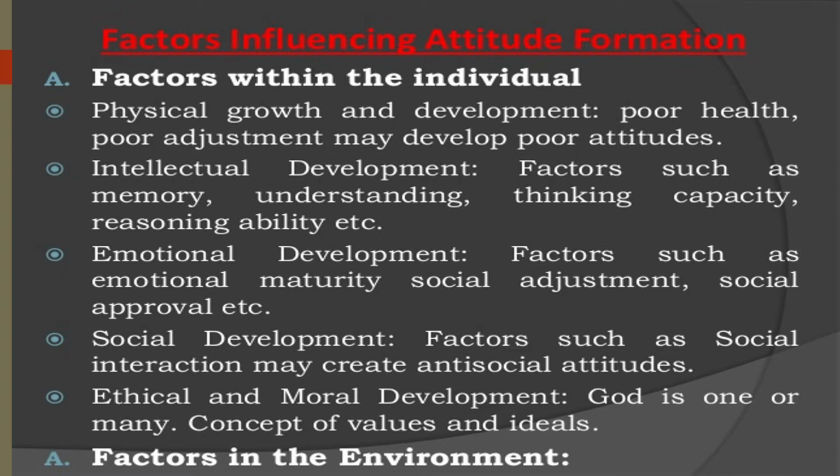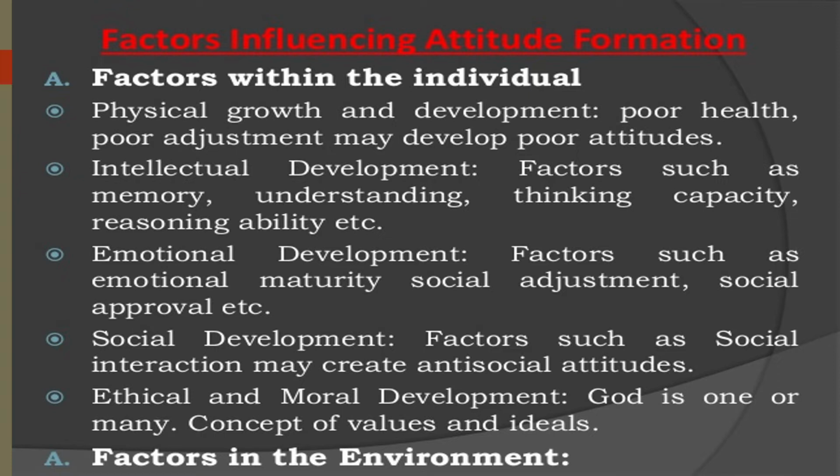If the person is emotionally mature, then they handle social adjustment, social approval, and linking up with their friends very nicely. Then social development. In social development, social interaction may create an antisocial attitude. How does the person interact with others, how many friends do they have, and what type of attitude do they show? If the person is very aggressive and rude when talking with friends, no one wants to be friends or talk with them. How the person develops socially is known as social development.